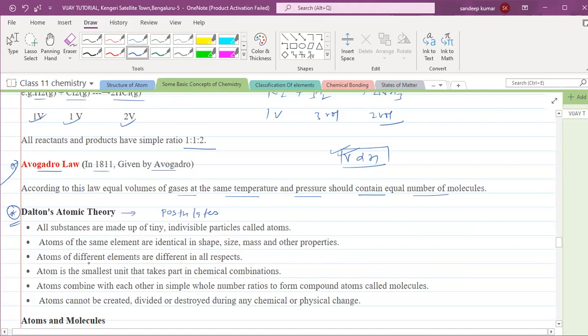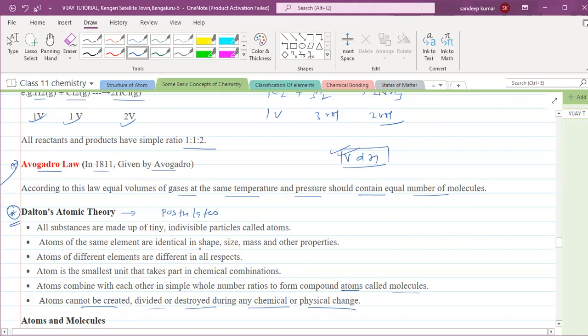Next, atoms of different elements are different in all respects. Next, the atom is the smallest unit that takes part in chemical reactions. Atoms combine with each other in simple whole number ratios to form compound atoms called molecules. And next, an atom cannot be created, divided, or destroyed during any chemical or physical change.